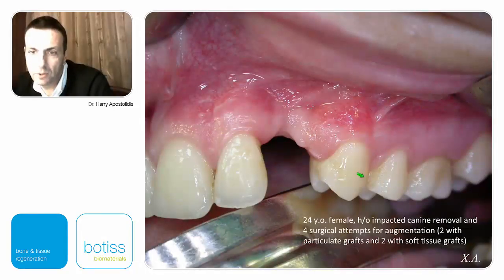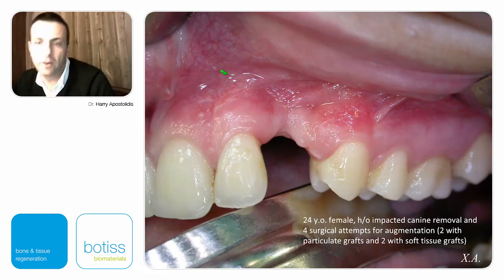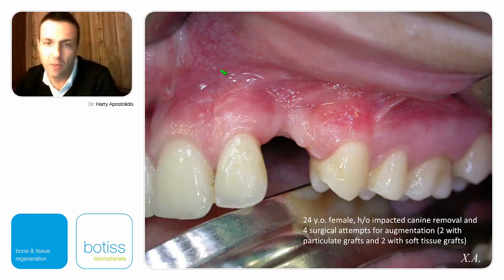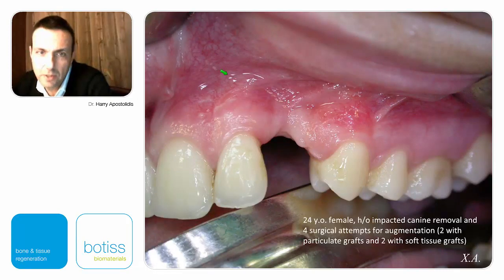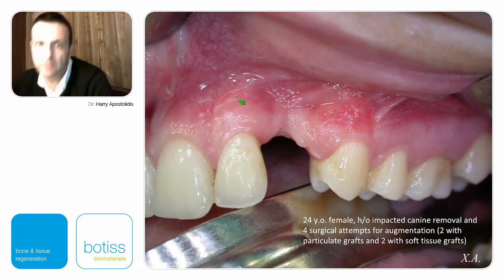Here, a little bit more difficult case, a 24-year-old female. She has a history of impacted canine removal. I think it was ankylosed. And she had already 4 surgical attempts for augmentation, she told me. 2 with particulate grafts and 2 with soft tissue grafts to augment the area. I don't know what they were doing with the soft tissue grafts, but anyway.